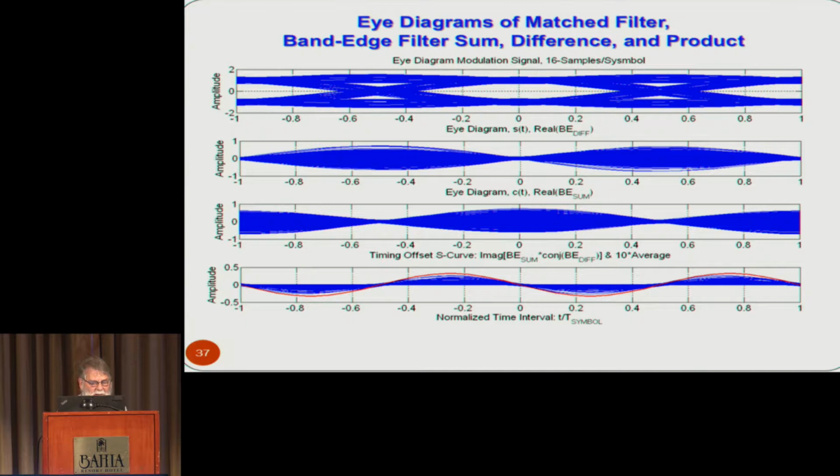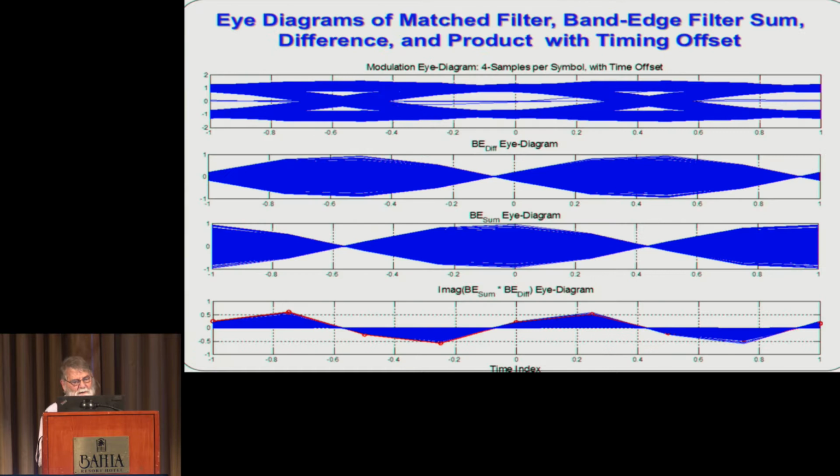So here is what you would get. The top curve is the eye diagram without going through the match filter yet. The next two curves are the eye diagram of the sum of the two signals and the difference of the two signals. If you generate the conjugate product of these two, we get this little curve down here whose average value happens to be this red line. You get an S-curve by simply taking the product of the sum of the two band edges and the difference of the two band edges. If there's a phase offset, as there is now, my clock line is at zero, the zero crossing is here. When you do the conjugate product of these two, you get a non-zero output, which is positive or negative, telling you to move left or move right to find where the null is. That's what you're looking for.